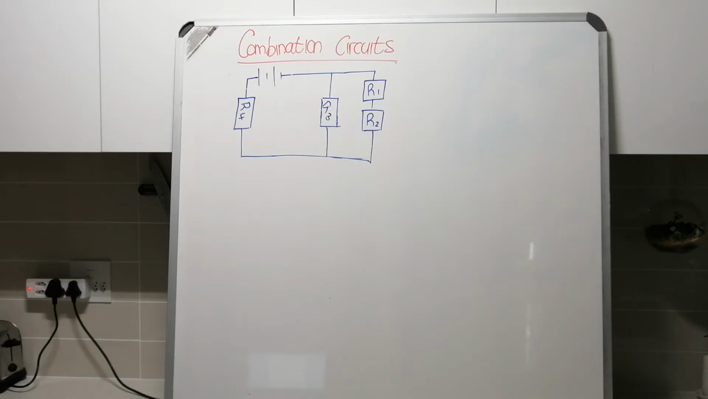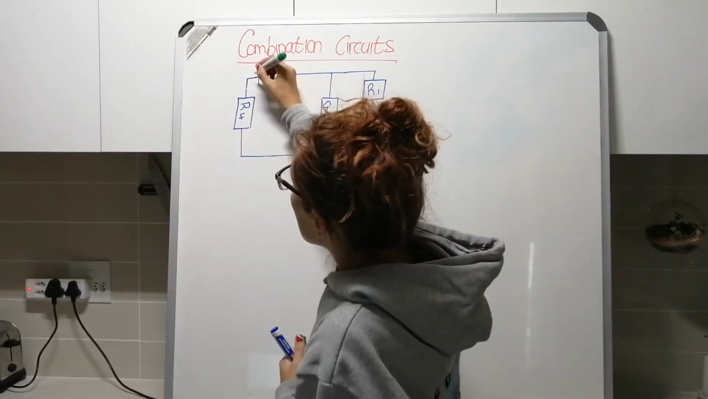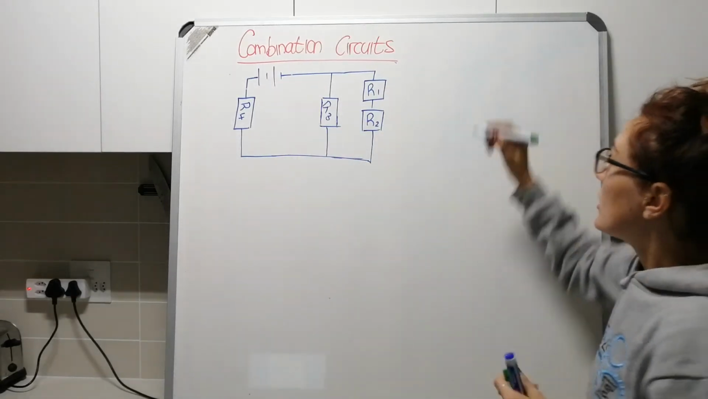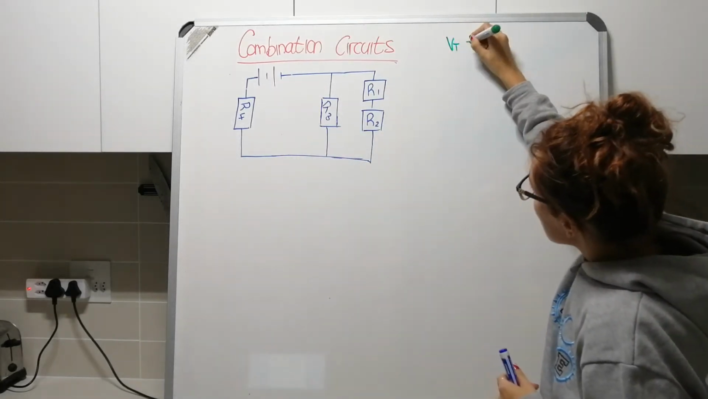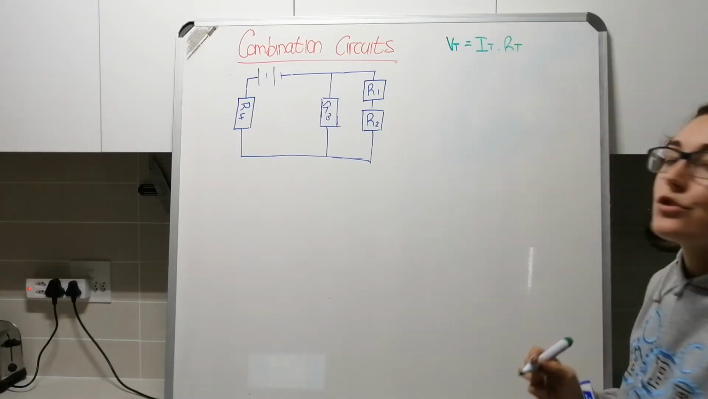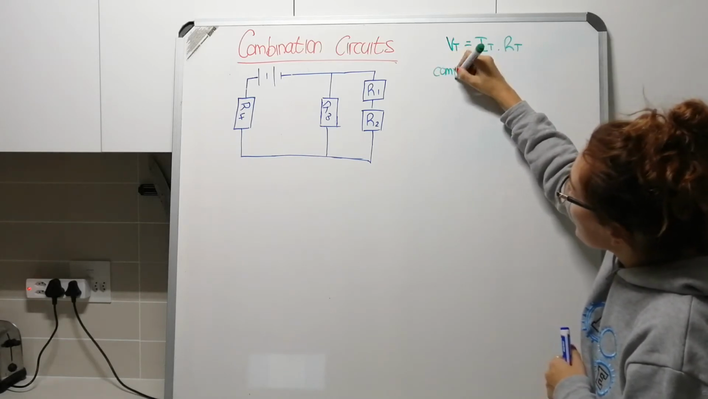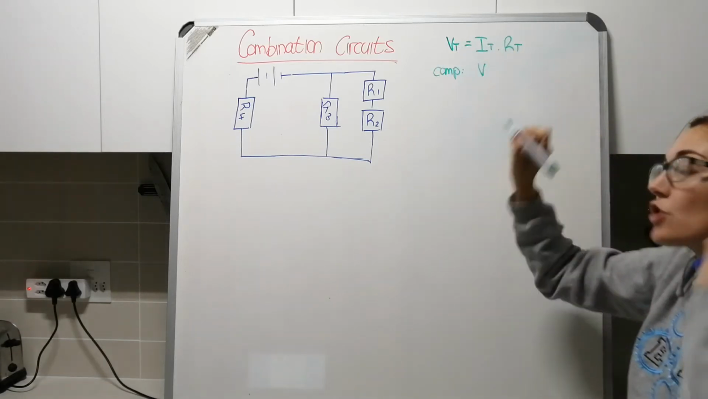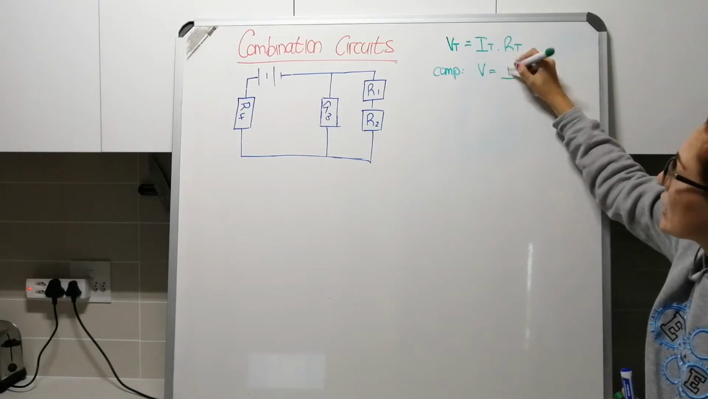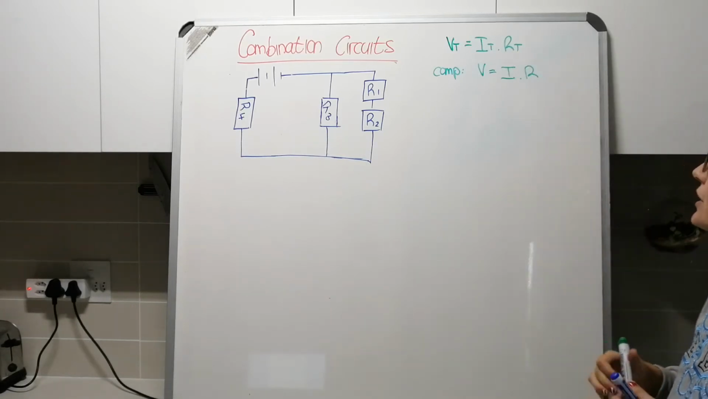So first off, as usual, as soon as you have electricity, you can apply Ohm's law. And in this case, we can apply Ohm's law over the battery, which basically means the total of everything, right? So we can use V total equals I total times R total. We can also do it across each individual component, so that the potential difference over that component equals the current through that component multiplied by the resistance of that component.